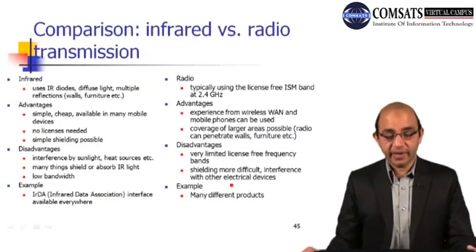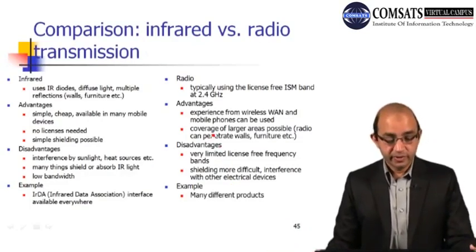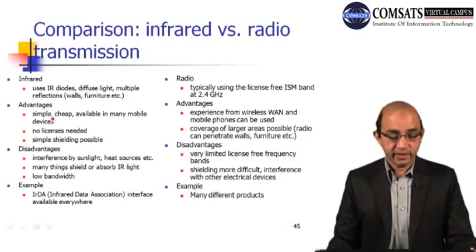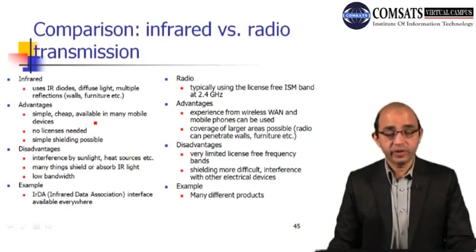Okay. So here is the comparison between infrared and radio transmission. Infrared uses IR diodes, right? So diffuse light is used over there, with multiple reflections from walls, from ceilings. And if we talk about the radio, it is the license-free ISM band at 2.4 gigahertz. And here are the advantages of infrared. The circuitry is simple and cheap. As a result, this is cheaper, and it is available in most of the mobile devices, cell phones, PDAs, laptops, and we don't have to pay for the license, and we can have simple shielding in order to avoid the interference.